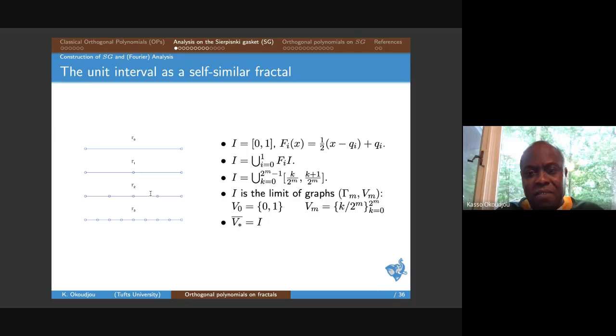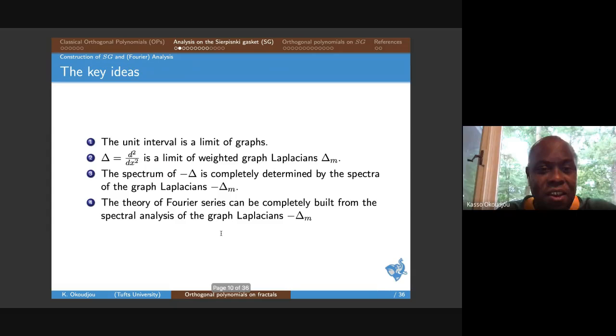Okay, all right, so a few things: graph approximation, the iterated function system has an attractor. The unit interval is the attractor for this particular set of two iterated functions. And the fact that the dyadic points are dense in the unit interval is something I'm going to try to exploit. All right, so from here, what do I do? I think about the unit interval as a limit of graphs.